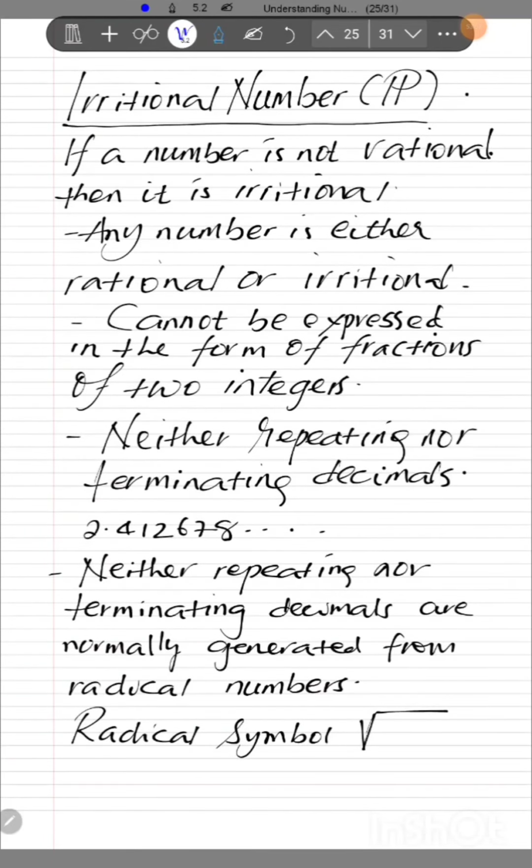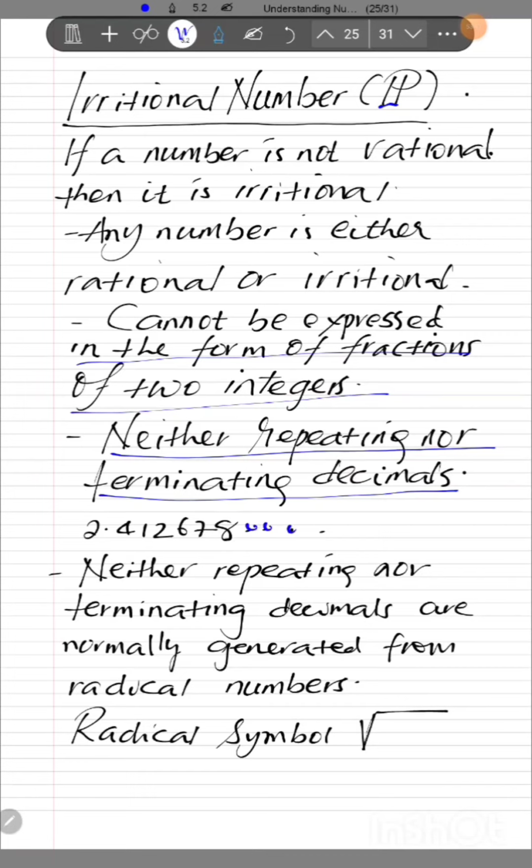What about irrational numbers then? If a number is not rational, then it is irrational. Any number is either rational or irrational. One of the things that makes a number irrational is when it cannot be expressed in the form of a fraction of two integers, or when its decimals are neither repeating nor terminating.